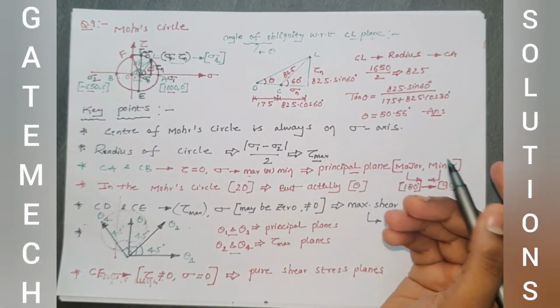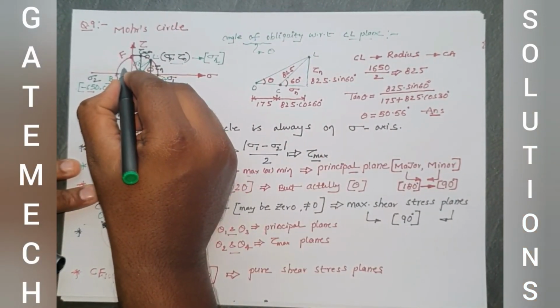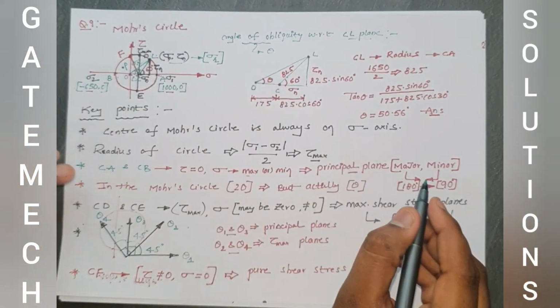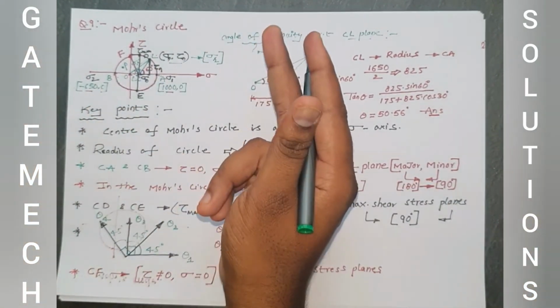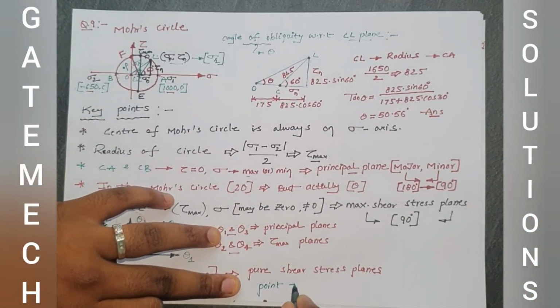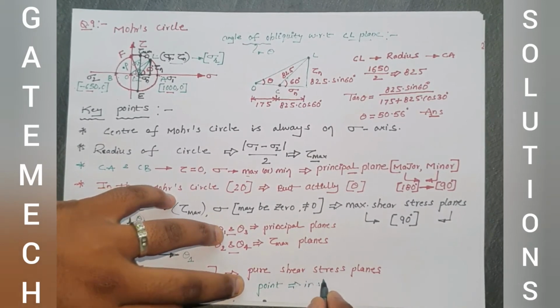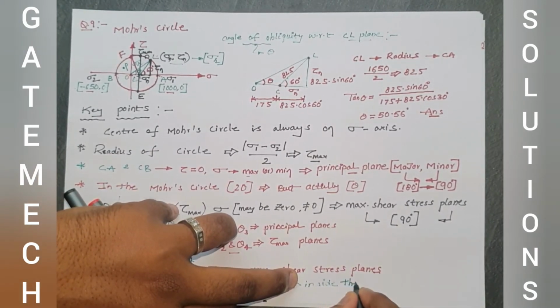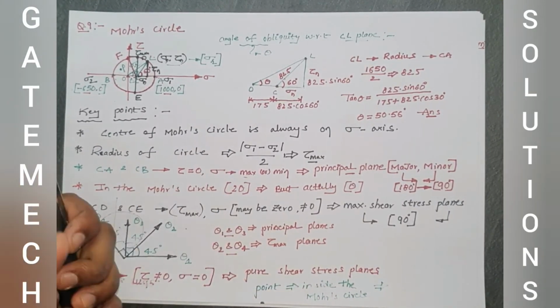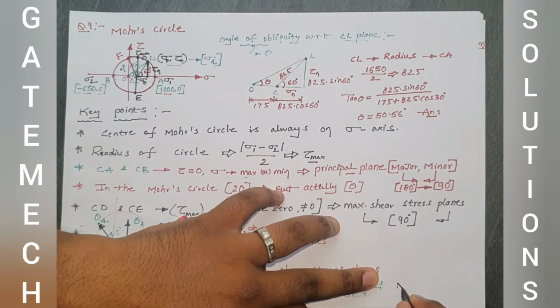One of the interview questions they may ask: what does a point inside the Mohr circle represent? Let us say this is the point P inside the Mohr circle. The point P has two coordinates, tau and sigma. But even though, the point which is inside the Mohr circle represents nothing.